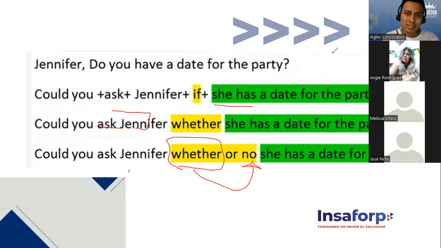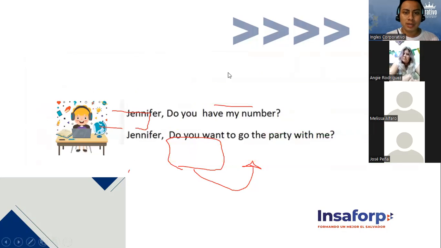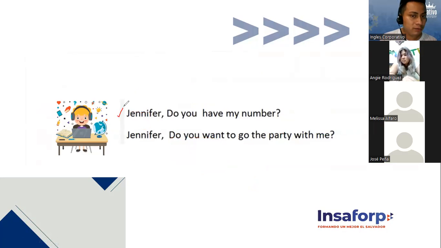Now, based on these ideas, let's try to create some examples. What about with these two? I want you to open your mind and just try to create your indirect request. First one about Jennifer, do you have my number? Jennifer, do you want to go to the party with me? So how can you ask Jennifer if Jennifer is not there with you? You want to ask somebody, maybe Jennifer's brother, and you are talking to Jennifer's brother. So give me some examples, please. Use if, use whether, use any structure. We have 2 minutes. One participation at least, please.